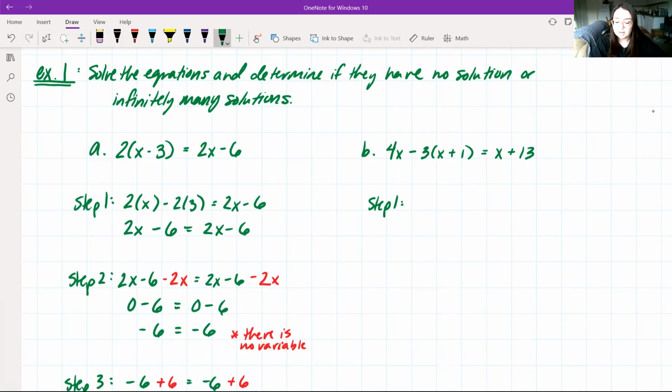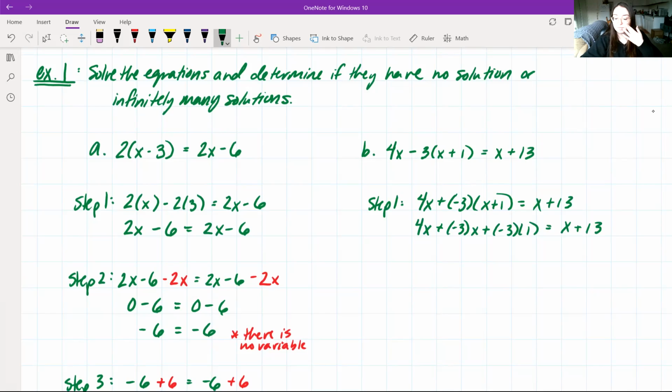So we have a 3 times x plus 1, and it's a minus 3x, which is the same as saying 4x plus negative 3 times x plus 1. This is equal to x plus 13. So let's go ahead and use our distributive property. This is going to give us 4x plus negative 3 times x plus negative 3 times 1, still equal to x plus 13.